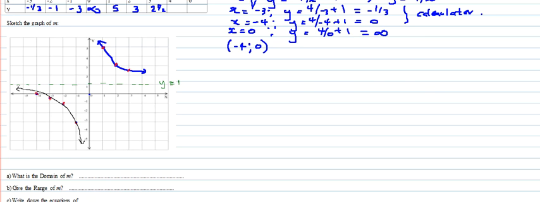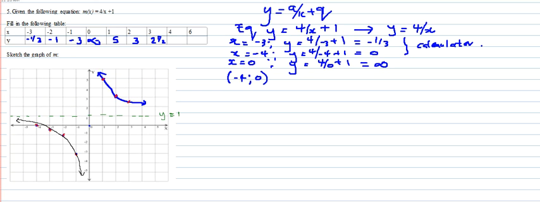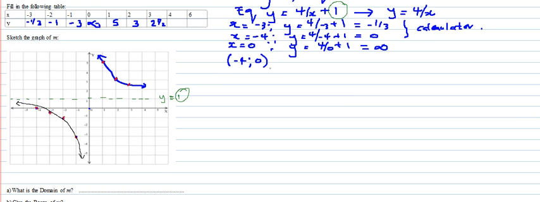This is very interesting as we consider our function y equals 4 over x plus 1. We can see that this 1 and y equals 1 does play a role in terms of our horizontal asymptote. You would see this as you draw more sketches as you go along.